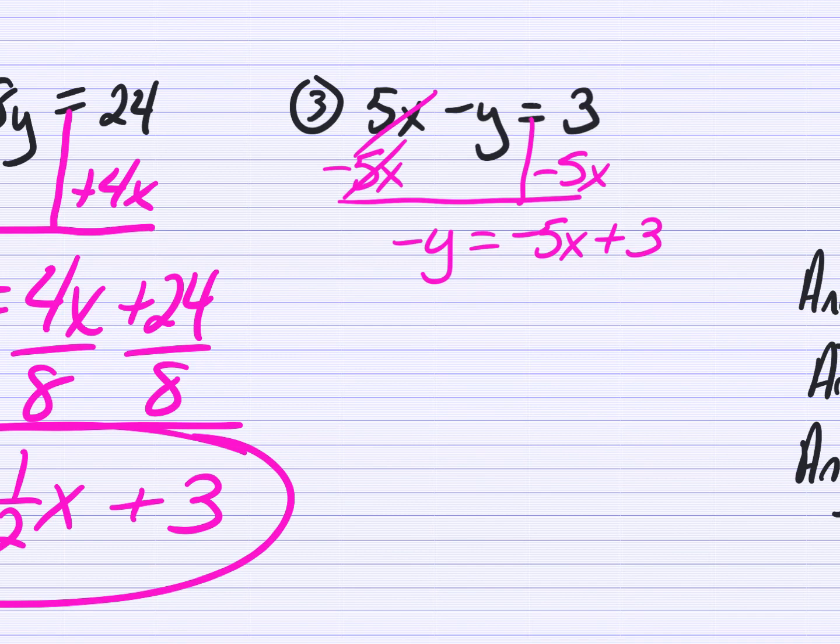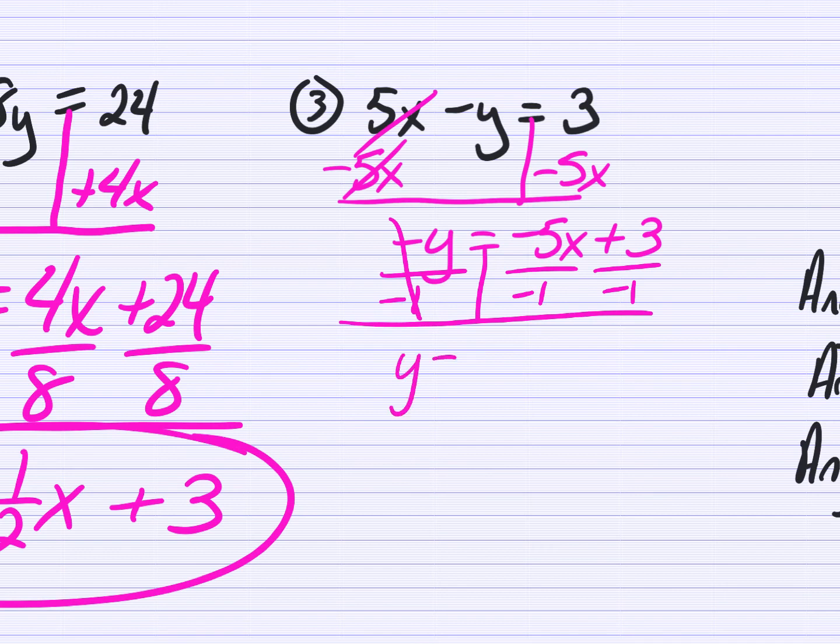Now from here, I am not finished because there's that invisible negative 1 right here in front that's multiplying the y. So I have to get rid of that invisible negative 1. Well, the negative's not really invisible. So the opposite of multiplying by that negative 1 would be dividing everything by that negative 1. So I get y equals positive 5x minus 3. And that is our slope-intercept form.